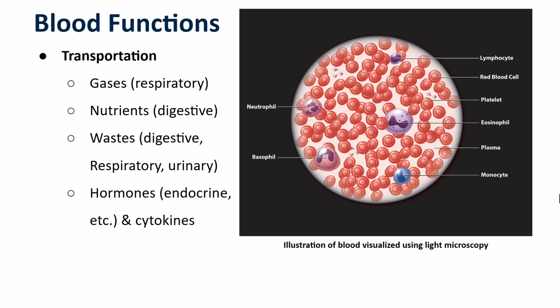Now, blood has a variety of functions within the body, foremost transportation. So the cardiovascular system links all of the body's systems together. And amongst the elements being transported around the body, we have gases, so things like oxygen and carbon dioxide and other minor gases throughout the body. So this is an important link to the respiratory system.